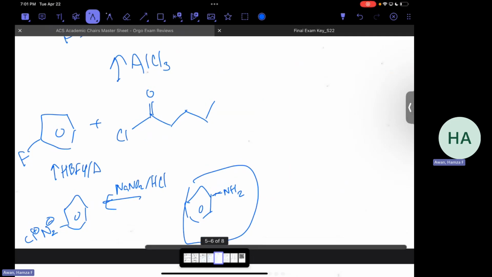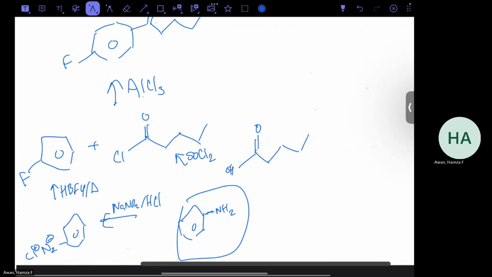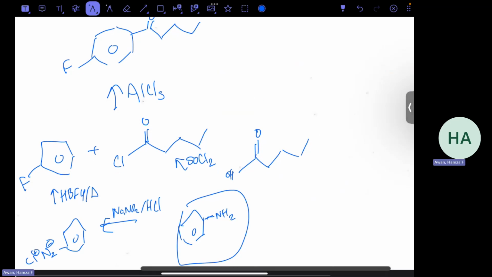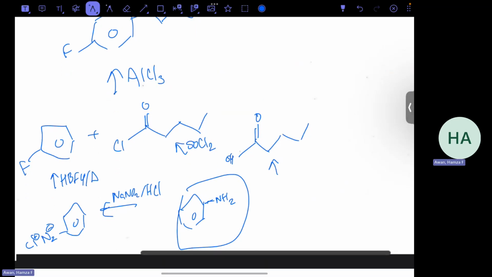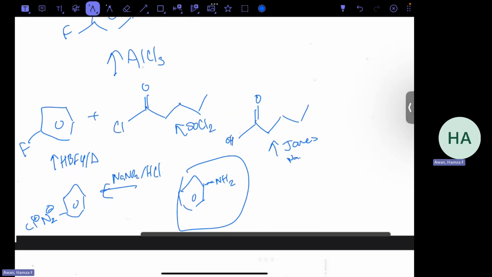NH2, right? That's our aniline starting material. And so we have the acid halide. And so what we can do here, SOCl2, and now we are back to a carboxylic acid. So carboxylic acid, and now we can use Jones or sodium dichromate. So Jones or Na2Cr2O7, both of those are fine.